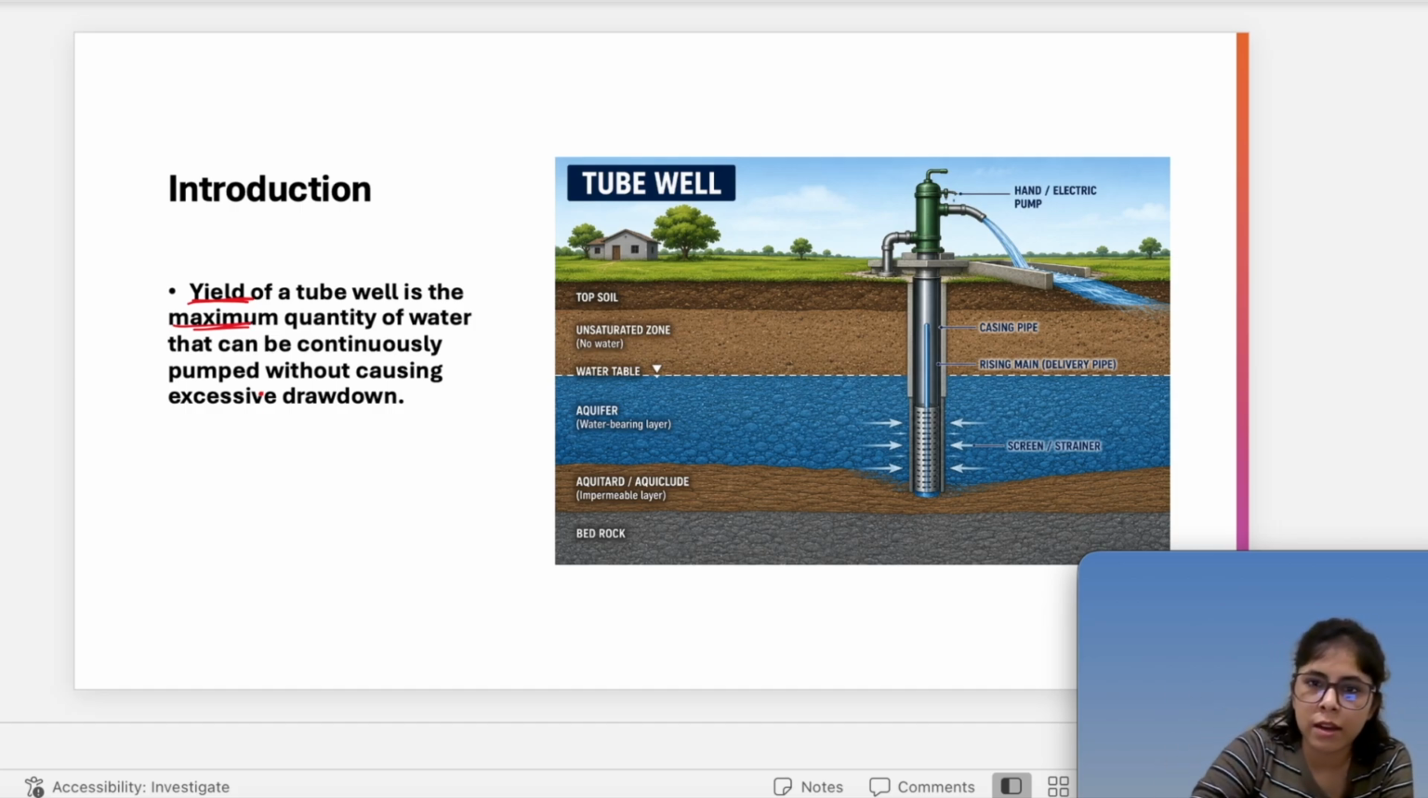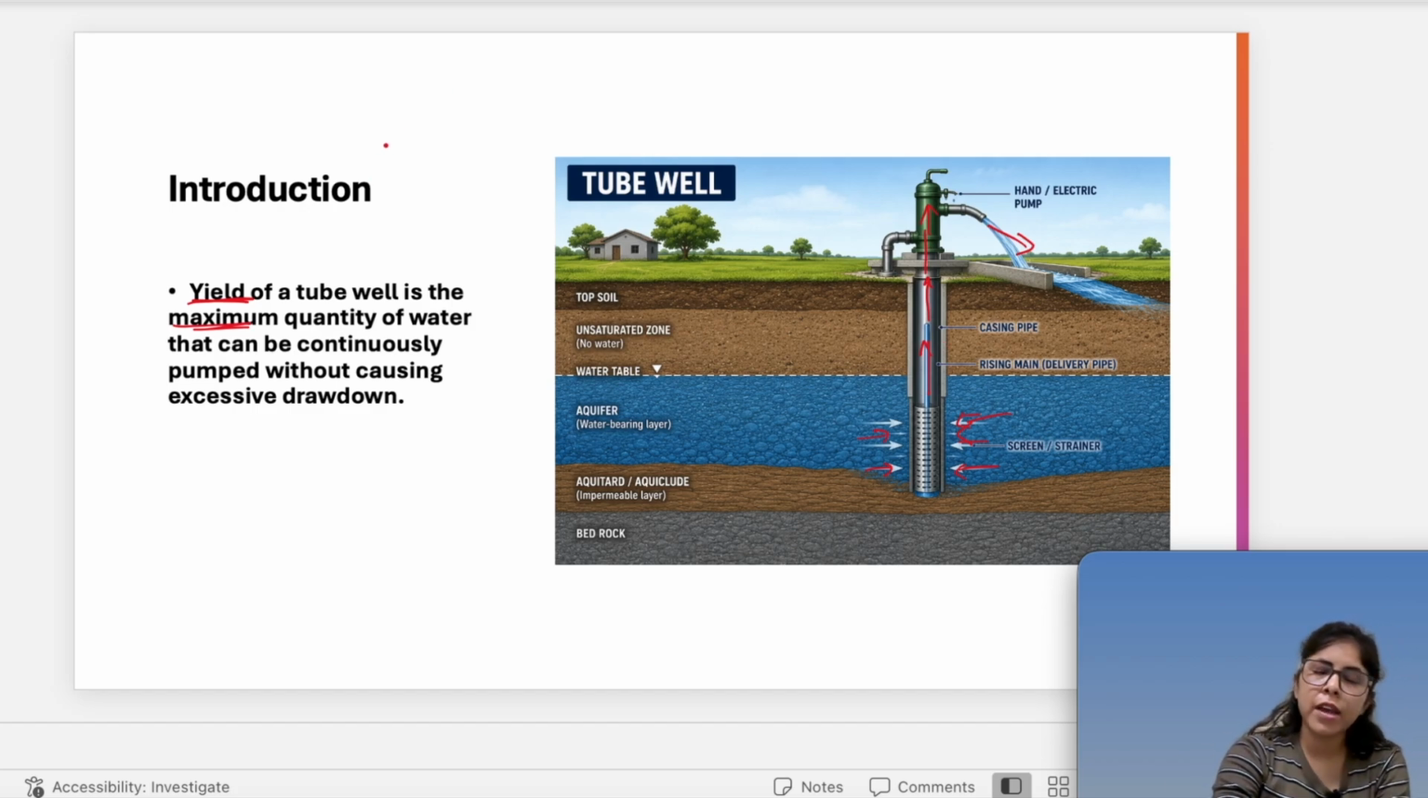Here is a picture I'm already showing you from the last 2-3 lectures. This is how the screens and strainers are there, and from the aquifer the water goes into this, and from the strainer it strains the water, and then the water comes into the rising mains or the delivery pipe, and then it goes up to the casing pipe, and then with the electric pump we just take it out. So this is how a tube well is working.